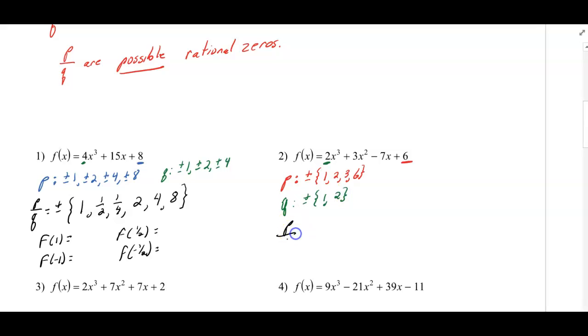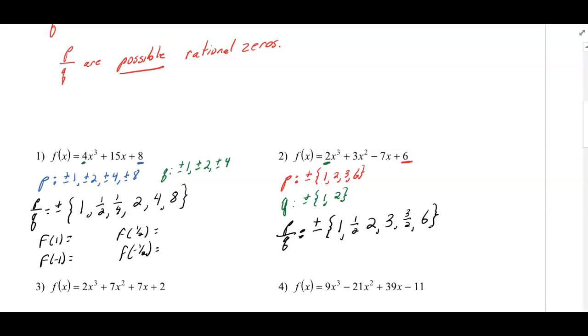So the P's over the Q's are plus or minus. So 1 over 1, 1 over 2. 2 over 1, 2 over 2, which I already have. 3 over 1, 3 over 2. 6 over 1, 6 over 2, which I already have. So the possible rational zeros for this function are listed there.